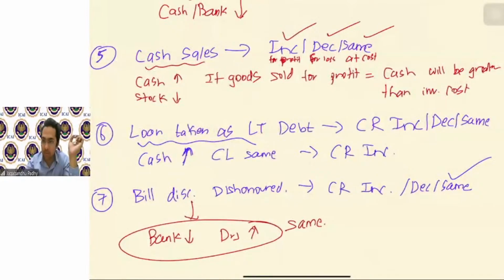Question 5. Please explain. Okay, when you have cash sales, if you're making the sales for a profit, now the cash that will be incoming will be a greater value as compared to the value of inventory. So of course, cash balance will be more, increasing by a more amount than the reduction in the inventory. So current ratio will increase. Similar thing applies for even when you're selling for loss or when you're selling at cost.